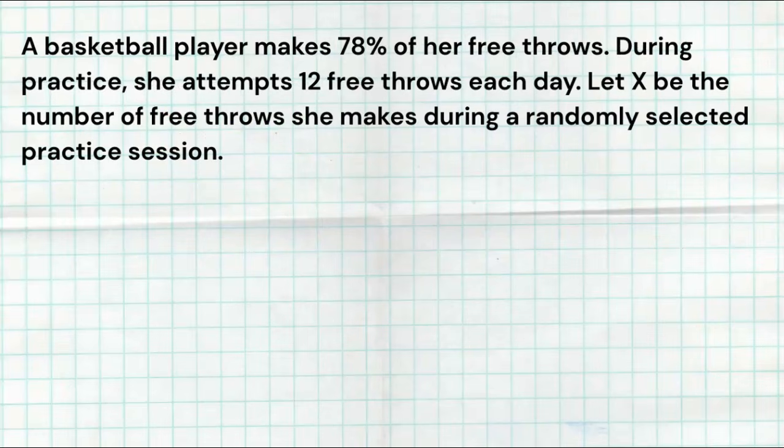All right, let's move into the fourth question, which is going to be a binomial problem. A basketball player makes 78% of her free throws during practice. One day she attempts 12 free throws. Let X be the number of free throws she makes during a randomly selected practice session. So she's going to shoot 12 free throws at her practice. Now, if she shoots 12 free throws, here's what can happen. She can make 0, 1, 2, 3, 4, 5, 6, 7, 8, 9, 10, 11, or 12. Those are the possibilities. That's it.